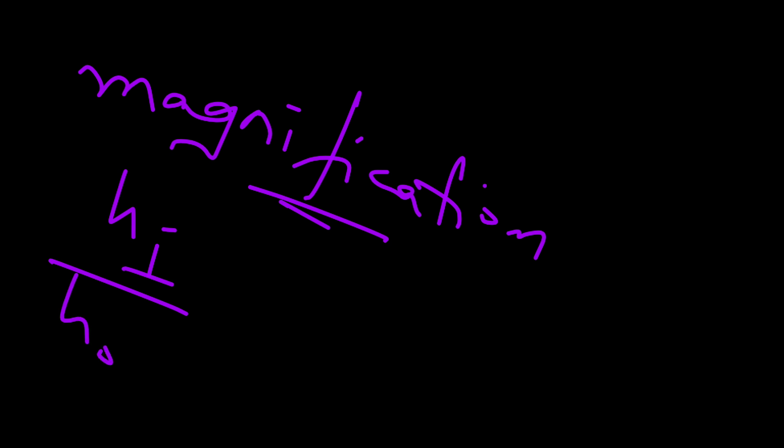For 1 mark also they are going to ask what is called magnification and write the formula. Magnification is the ratio of the height of the image by the height of the object. Sometimes when the heights are not given, you are going to measure by using the image and object distances.